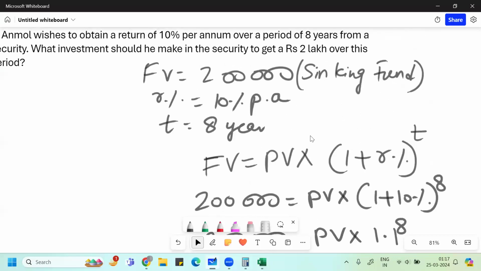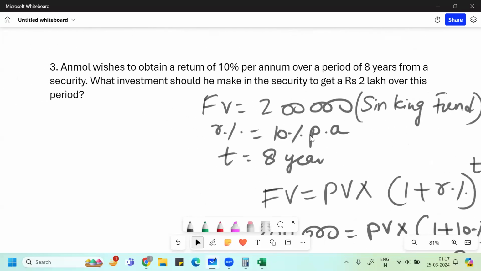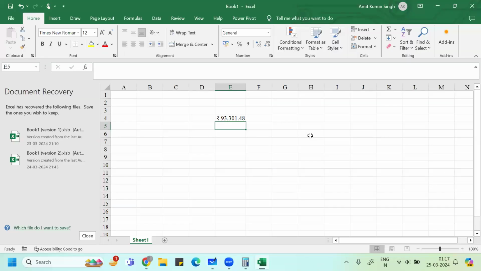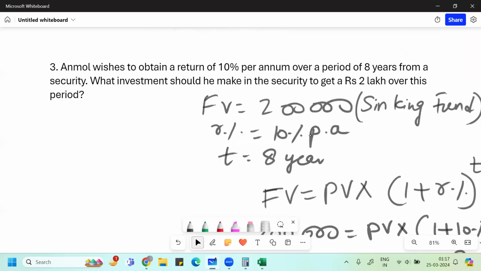This is the question of lump sum, or one-time deposit. One time he has to deposit 93,301.48 rupees. That will give him 2 lakh rupees after 8 years.